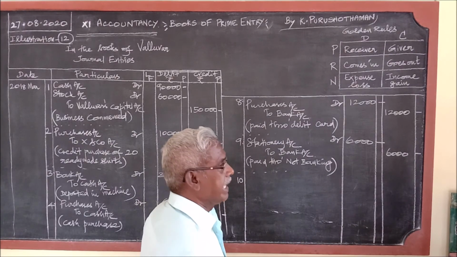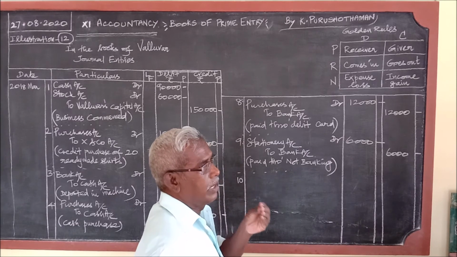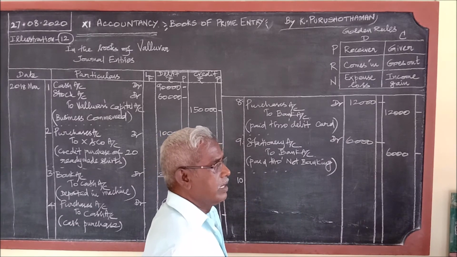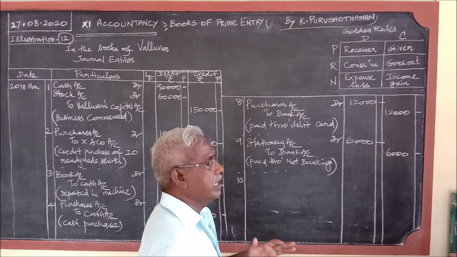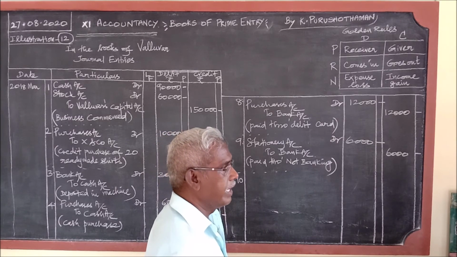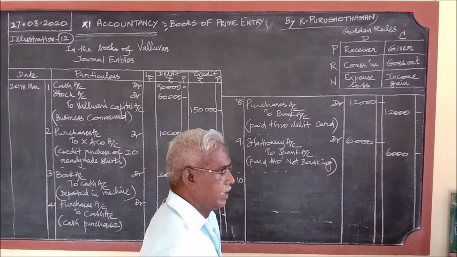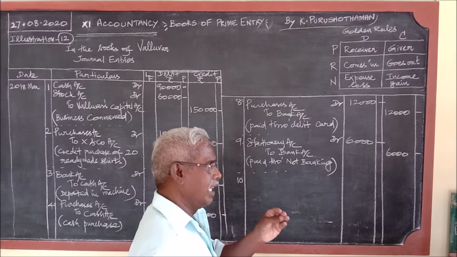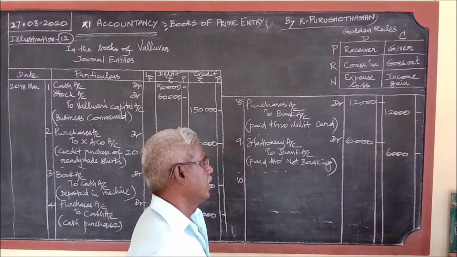What do you mean by bank charge? Bank charge is the charge collected by the bank for the duty it has done on behalf of a customer, for the services rendered by the bank on behalf of the customer. The bank does some work for the customer, and for that it takes an amount. That amount is called bank charges.